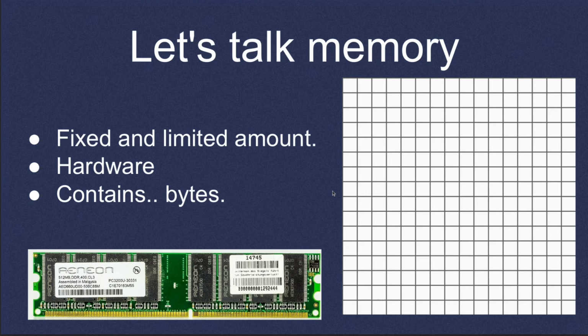We have a fixed and a limited amount of memory. We know it's hardware. We know it contains bytes. Imagine memory as this grid of empty cells. Imagine these little squares are bytes. And this represents what we have in the memory below.